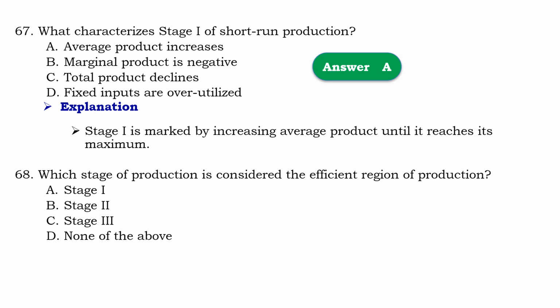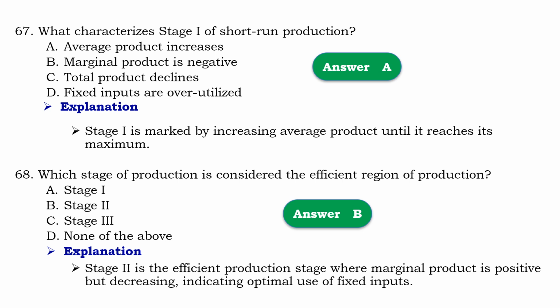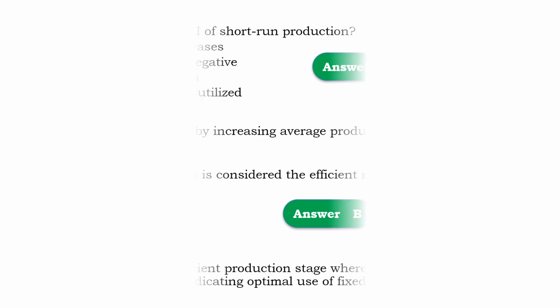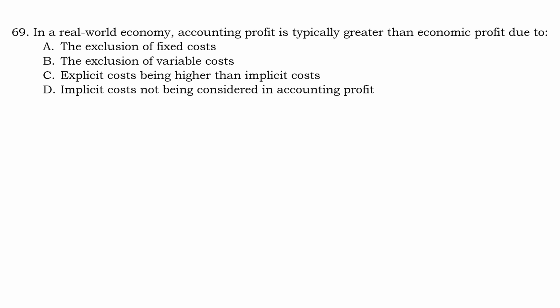Question number 68, which stage of production is considered the efficient region of production? 68ኛ ጥያቄ ውጤታማ የምርት ክፍል ተደርጎ የሚወሰደው የትኛው የምርት ደረጃ ነው ይላል. So that should be B, stage 2. It means that stage 2 is the efficient production stage, where marginal product is positive but decreasing, indicating optimal use of fixed input.